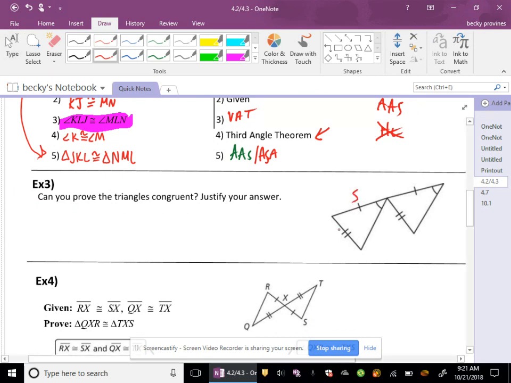Okay, can you prove the triangle's congruent? Well, we have the 2 sides, but the angle is over here. So that's side angle, side angle, which is backwards ASS, donkey, and we know we can't do that. So can you prove your answers, or can you prove them congruent?